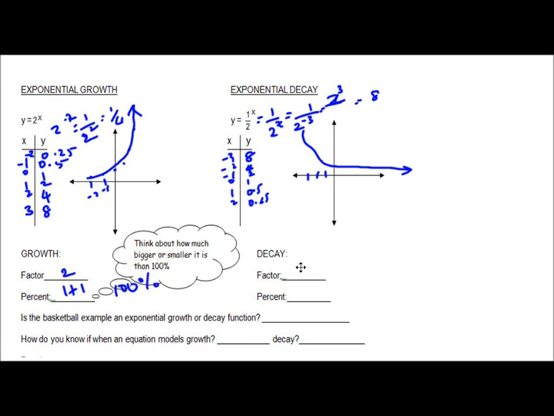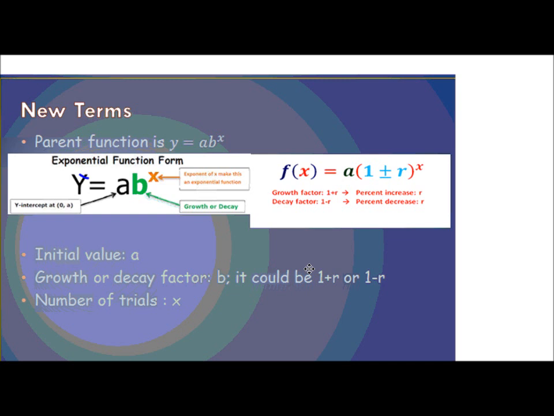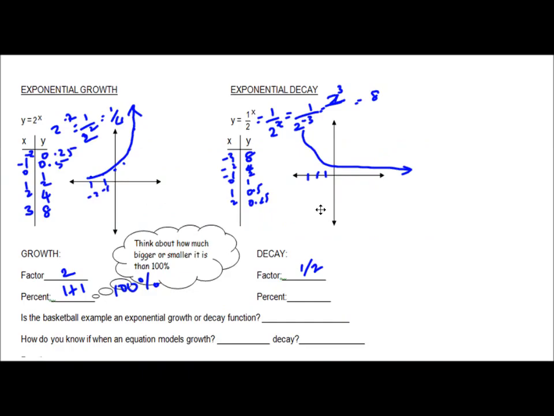In the decay factor here, the decay factor is half. So again, if you go back, it is 1 minus r. Look at this, 1 minus r. So come back. This is 1 minus 0.5, which is 0.5, isn't it? So that means the percentage decrease was 50%.